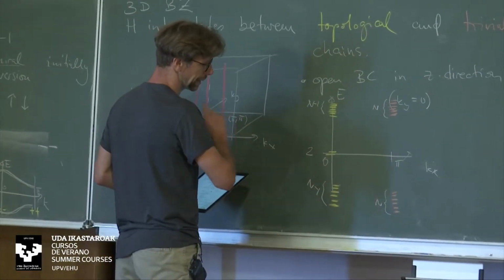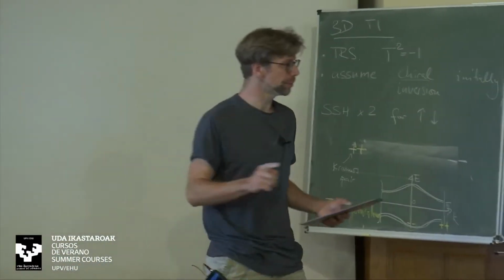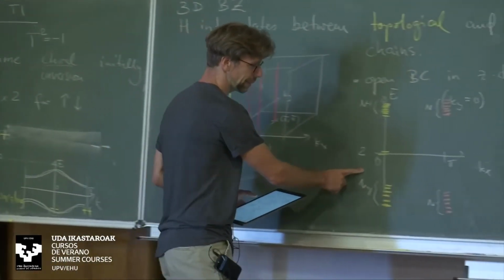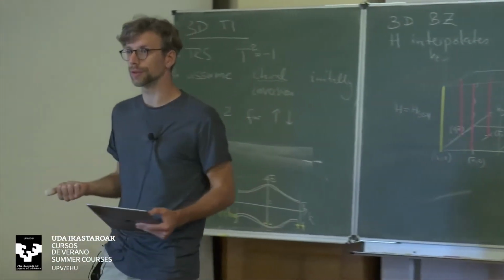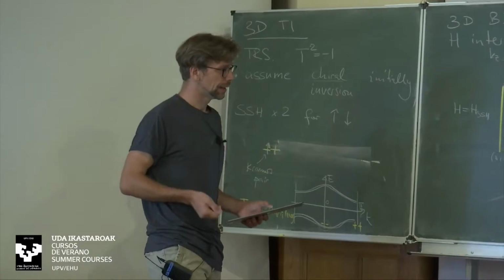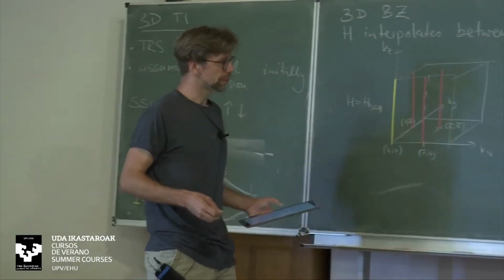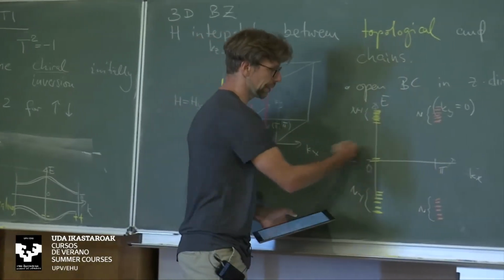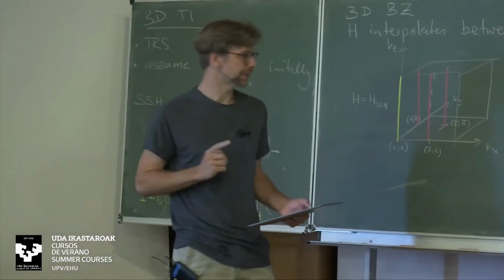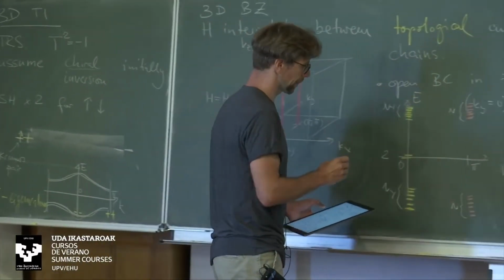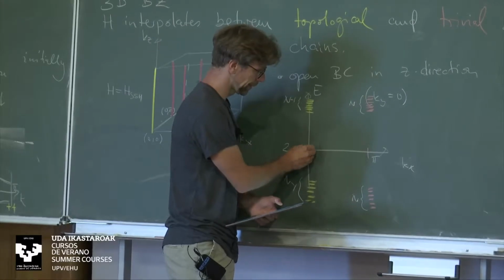And so now the question is, how can I interpolate between this spectrum and this spectrum in a way that is compatible with time reversal symmetry and with chiral symmetry? So time reversal, of course, tells me something between k and minus k, but what is important is the chiral symmetry, which tells me that I have to have a spectral symmetry as well.